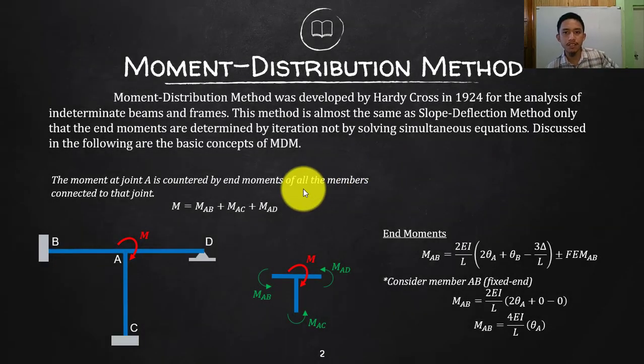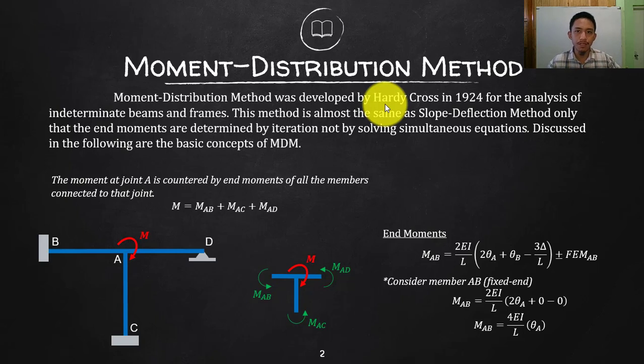Okay, so what is the moment distribution method? This was developed by Hardy Cross in 1924 for the analysis of indeterminate beams and frames. This is another concept which is related to slope deflection. Again, slope deflection comes first before Hardy Cross developed what we call the moment distribution method. This is almost the same as the slope deflection method, only that the end moments are determined by iteration, not by solving simultaneous equations.